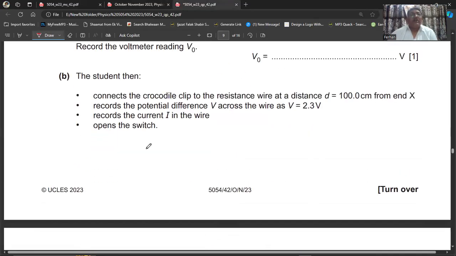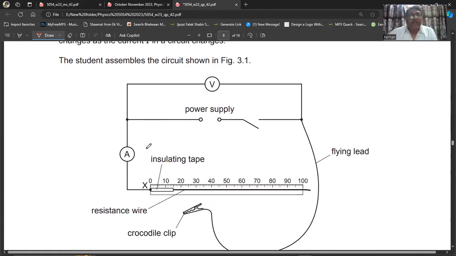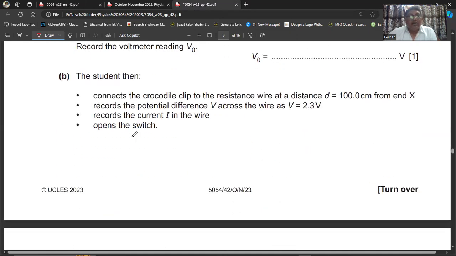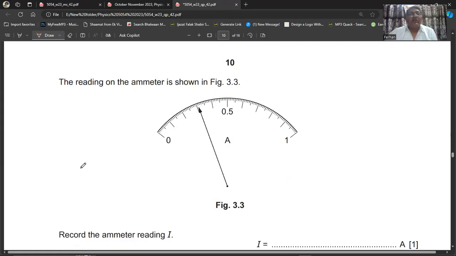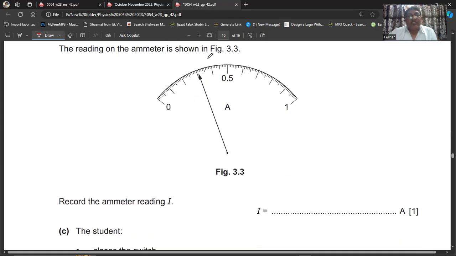Okay. The student then connects the crocodile clip to the resistance wire at a distance d equals 100 centimeter from the end X. So they are talking about this diagram. This is the end X. So they connected this crocodile clip here at the 100 centimeter mark. Record the potential difference V across the wire as V equals 2.3 volt. Record the current I in the wire. Open the switch. The reading on the ammeter is shown in the figure. So this is that reading.